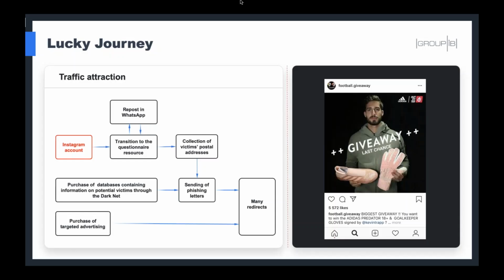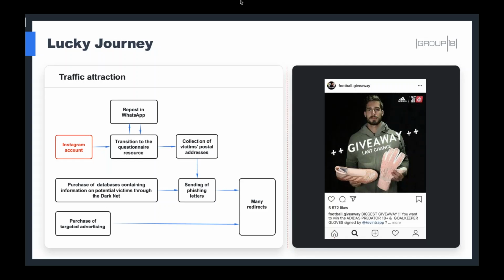So let's talk about this scheme. What is it? How does it work? On the left side you can see a typical traffic attraction scheme, but you shouldn't think that a modern fraudster uses only one particular branch of this scheme. The trend is that the fraudster uses all the branches at the same time. He tries to attract traffic from different social networks, using different types of advertisements and different ways of getting your attention.